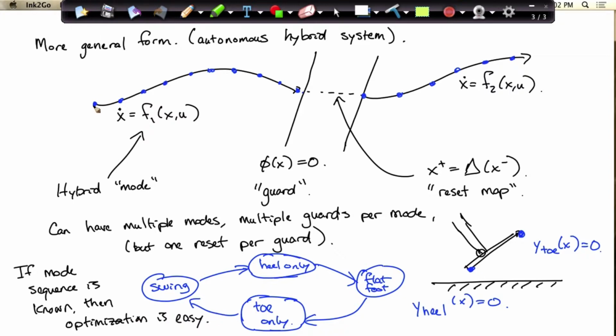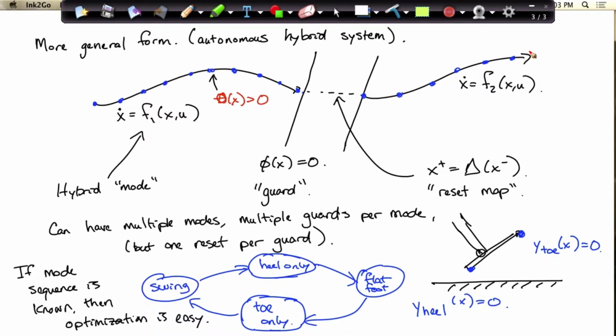You just go ahead and say these states are all subject to the dynamics F1, mode 1 dynamics. These states are all subject to the dynamics F2. Then there's a transition here where the reset happens, and this point has to be at phi of x equals 0. For all of these other points, phi had better be greater than 0, saying I'm not in contact yet. Same way we did last time.